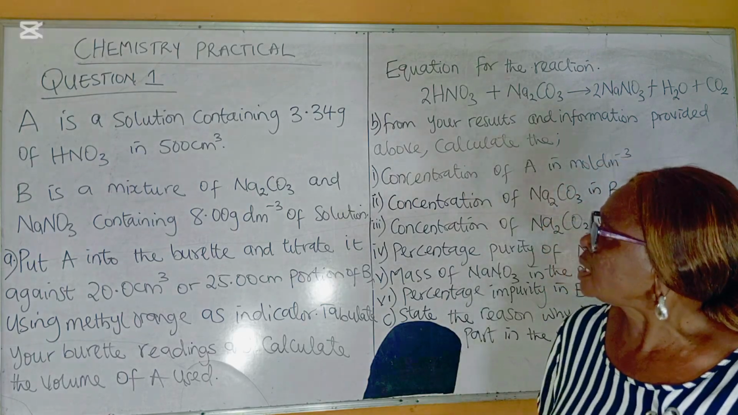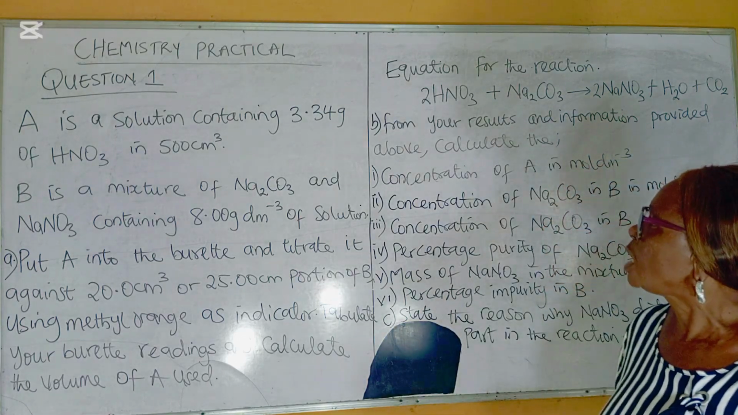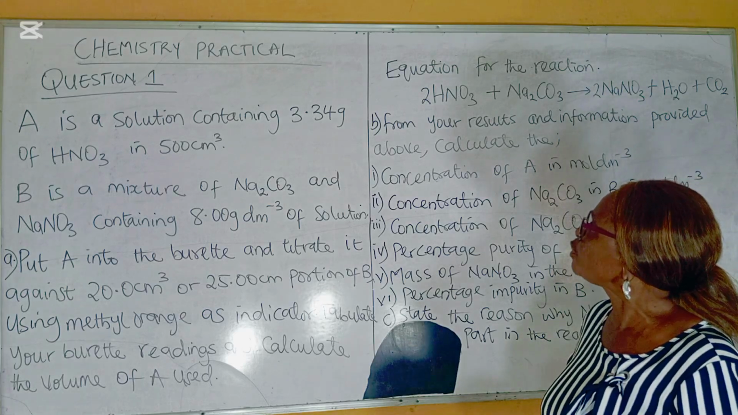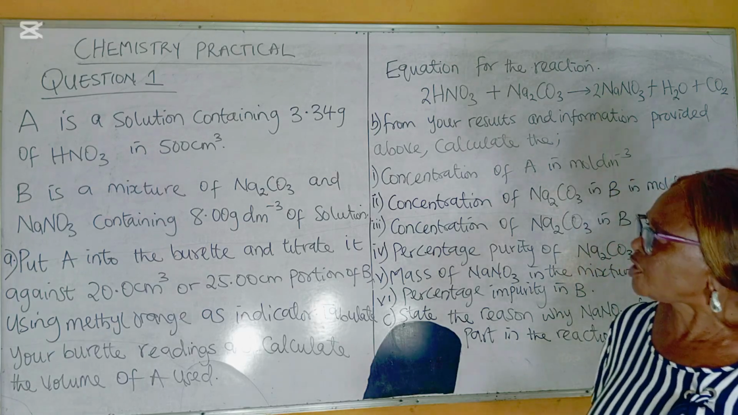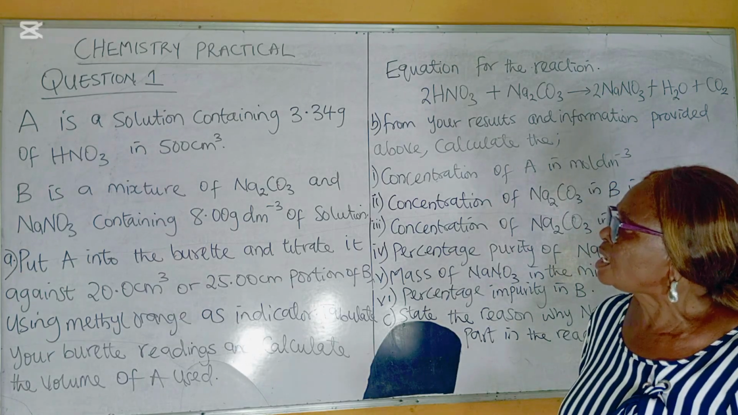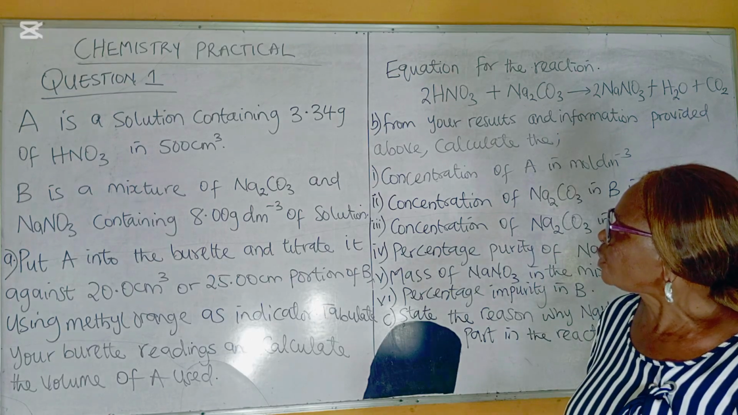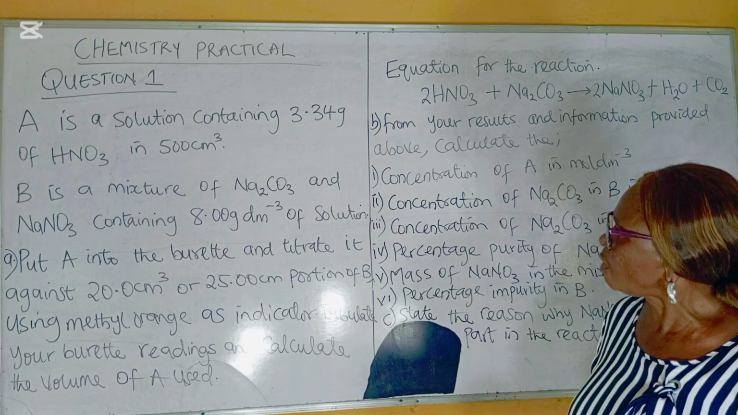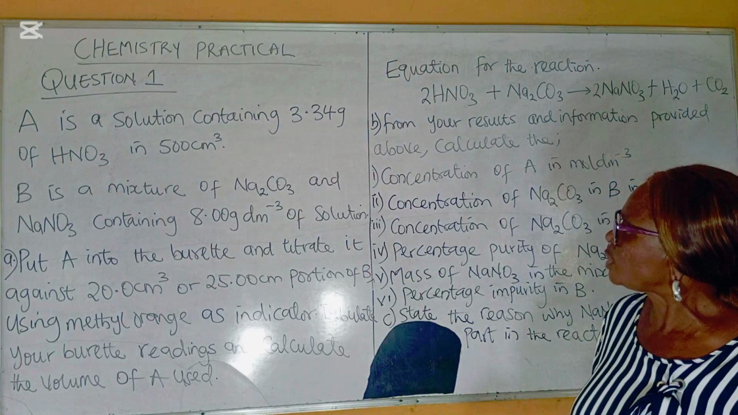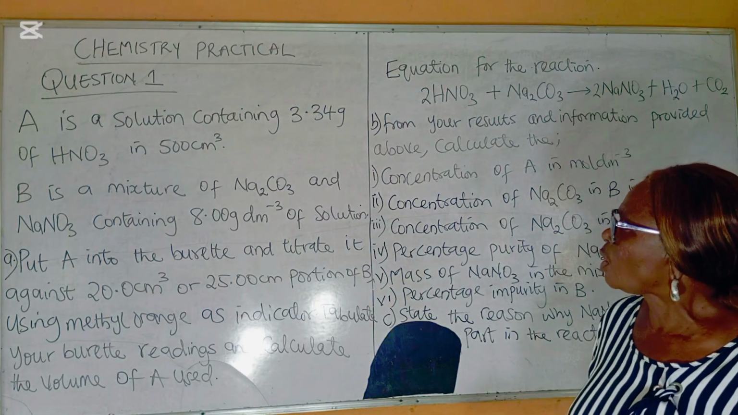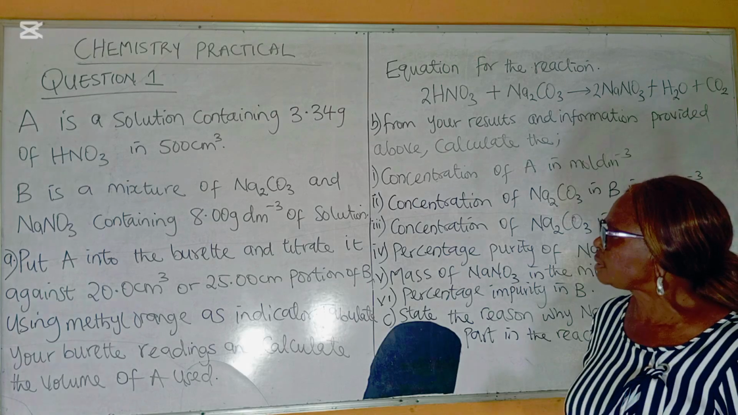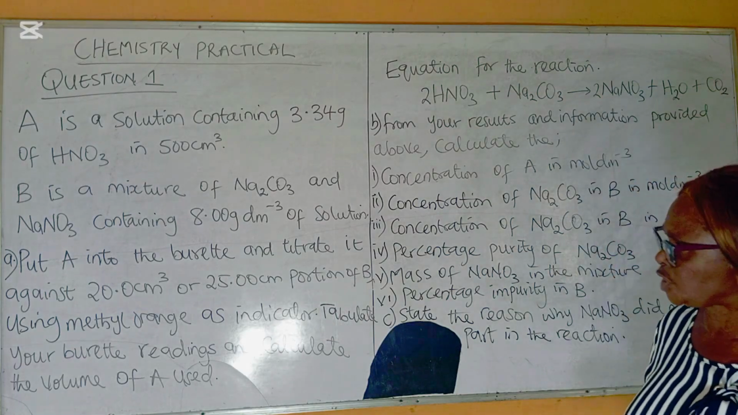And the question says, A is a solution containing 3.34 grams of trioxonitrate(V) acid in 500 cm cube. B is a mixture of sodium trioxocarbonate(IV) and sodium trioxonitrate(V) containing 8.00 grams per dm cube of solution.